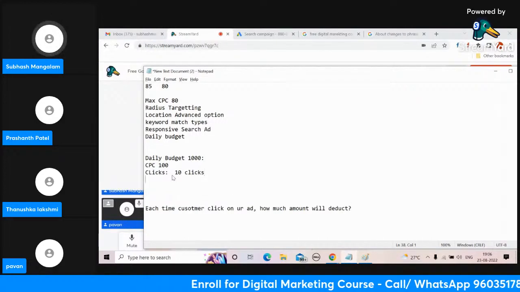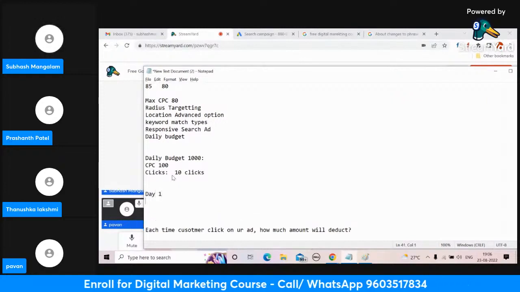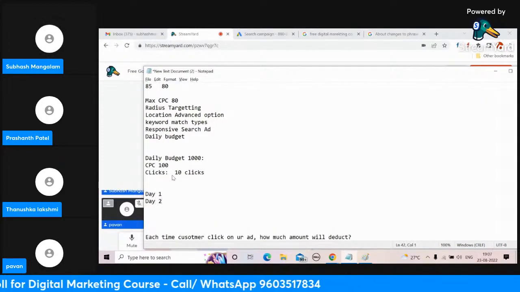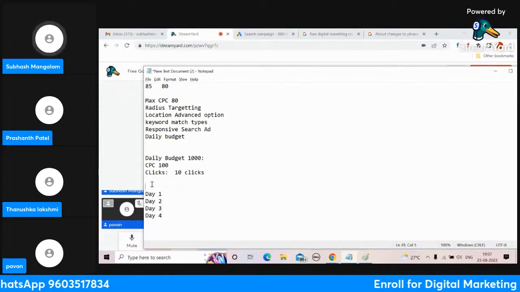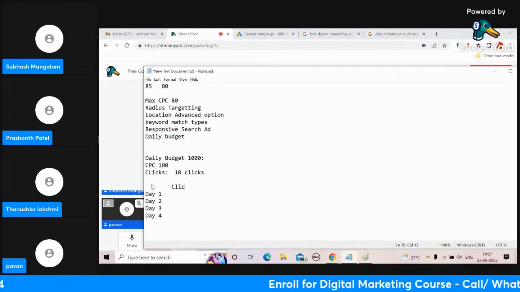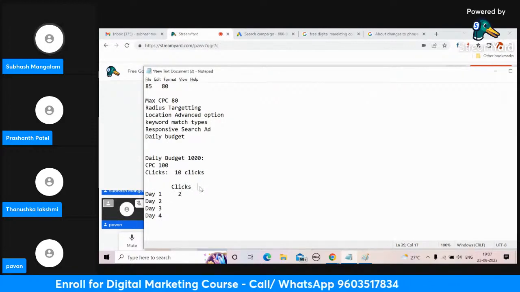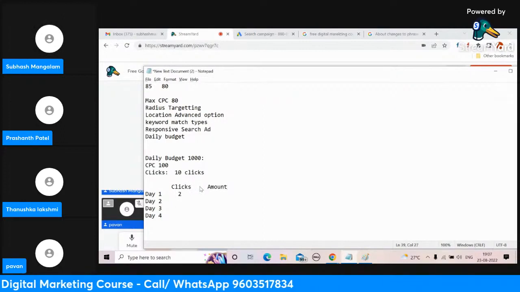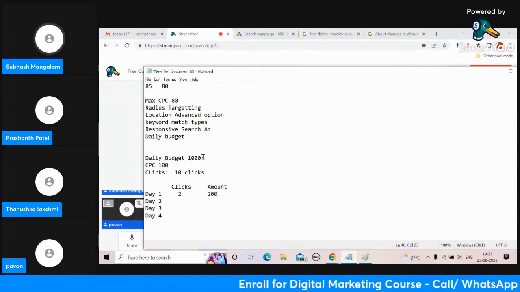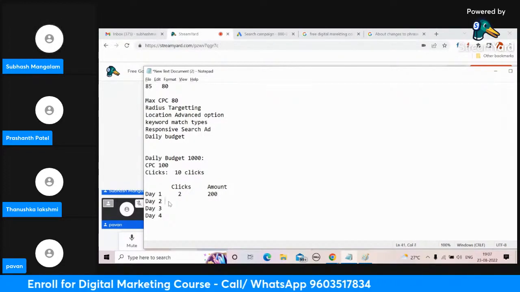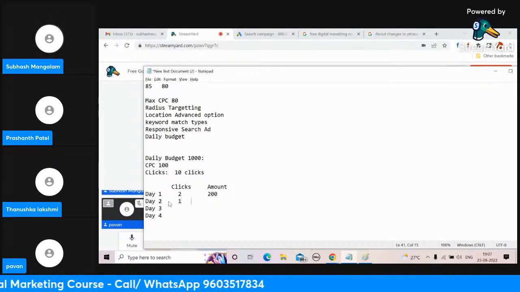But what if one day, let's see this, day 1, day 2, day 3, day 4. Day 1, only 2 clicks happened. Then how much amount deducted? 200, right? Per click is 100 into 2, 200 only. But we mentioned to Google to take 1,000 rupees. But because only 2 clicks, it depends on the customer. Day 2, only 1 click happened, so 100 rupees only.